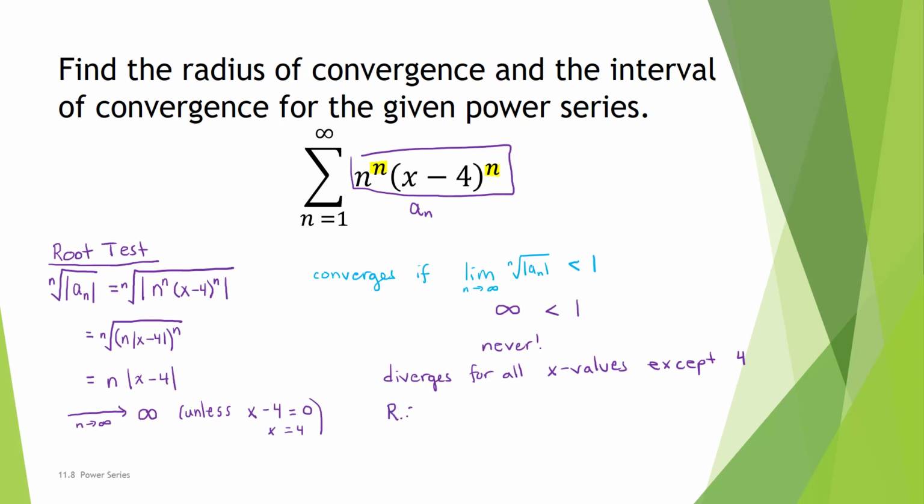When this happens, we say that the radius of convergence is 0, and the interval of convergence is the single number 4, which we write using set notation.